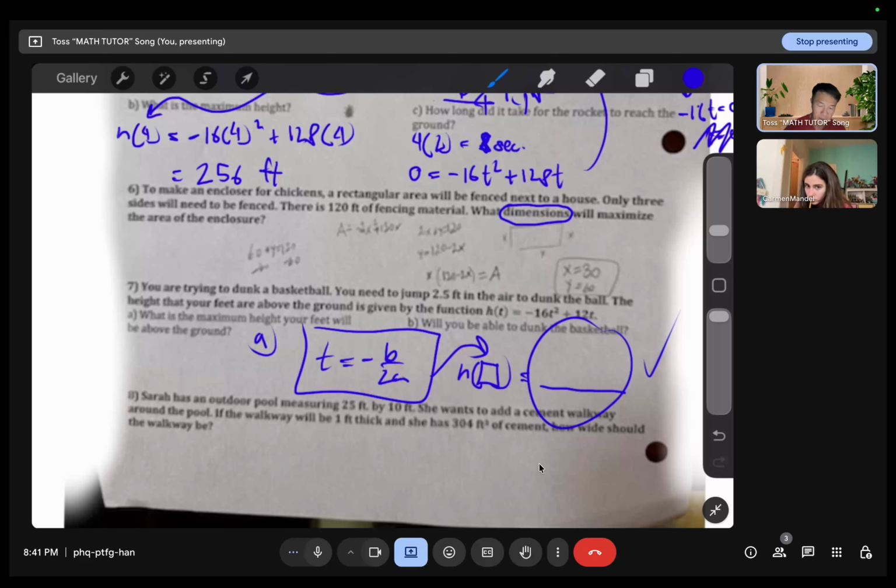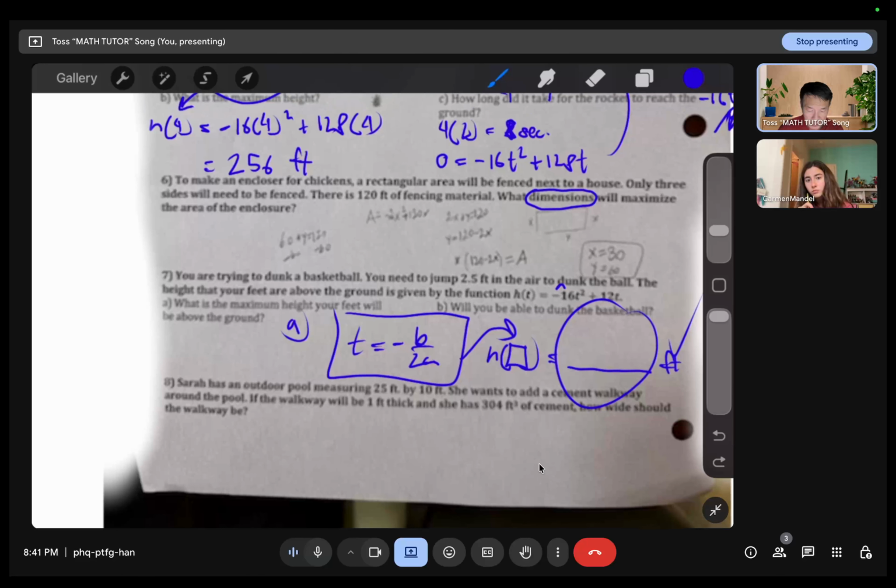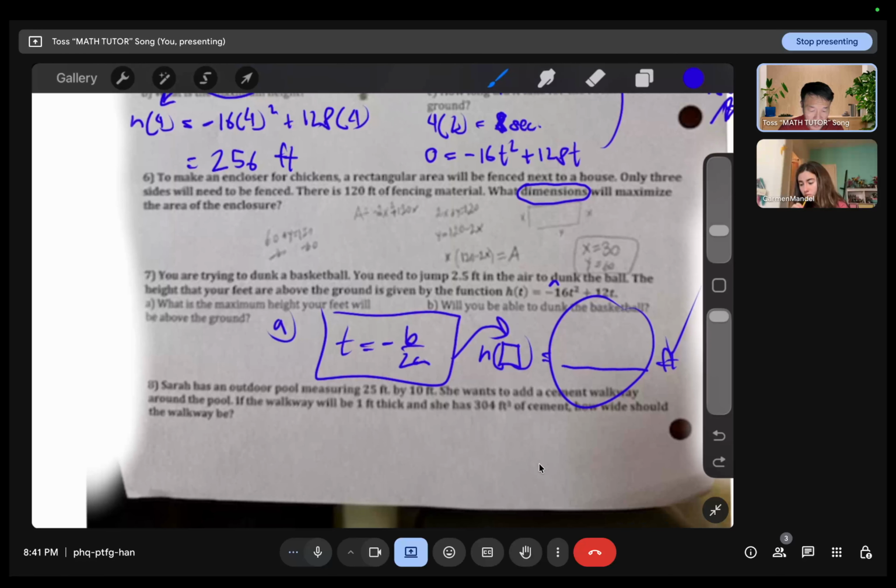This is the answer. Check in feet of t. You get that? Is it okay? You do that. Your a will be here. Your b will be here. Okay. And then let me see the b. Will you be able to dunk the basketball?